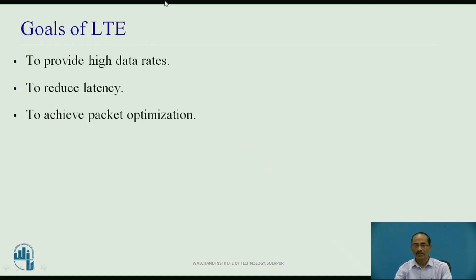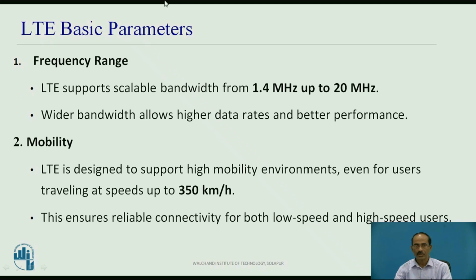Goals of LTE. The main goals of LTE are to provide high data rates, that means faster internet, to reduce latency, that is delay to be reduced, making communication real time, and to achieve packet optimization, which means efficient use of network resources. LTE basic parameters. The various LTE parameters are discussed in the following slides.